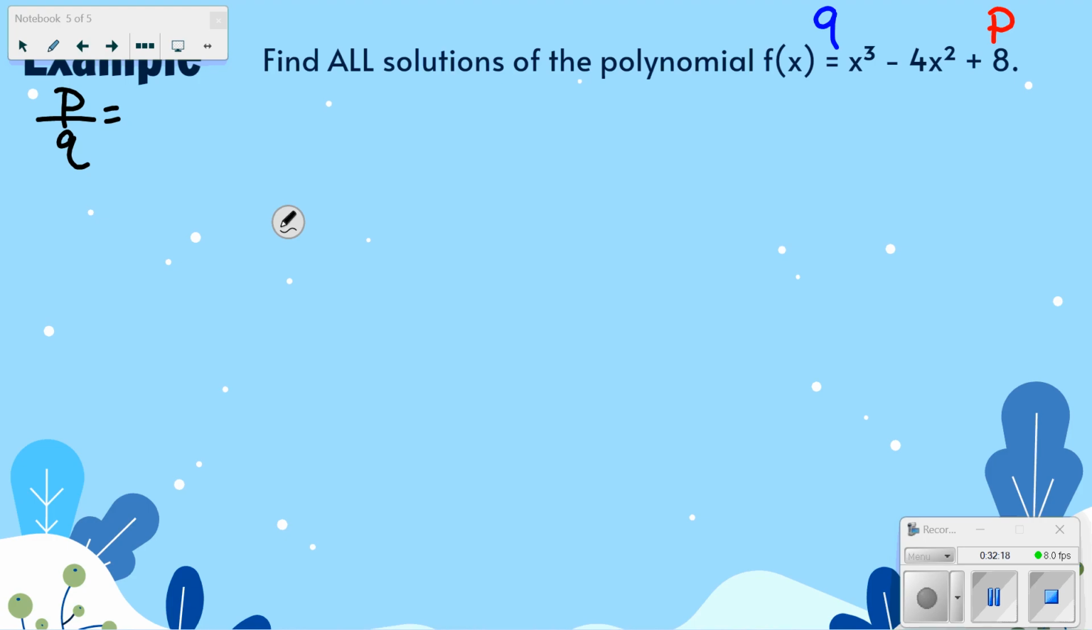So just start thinking about what we have over here. You can just jump to P over Q when your Q is 1, because it's going to be the same thing as just those P values, right? Because 1 times 1 is the only way you're ever going to get 1. So I know my factors for Q are just 1. So 1 divided by all those P values, it's just going to keep us the same P values. So what are those factors that we know for 8? Yes, 1, 2, 4, and 8.